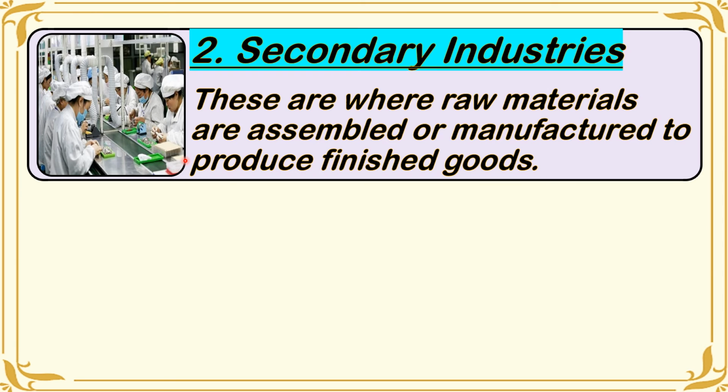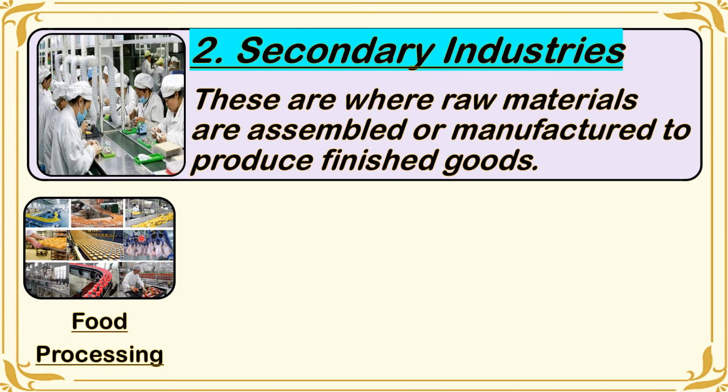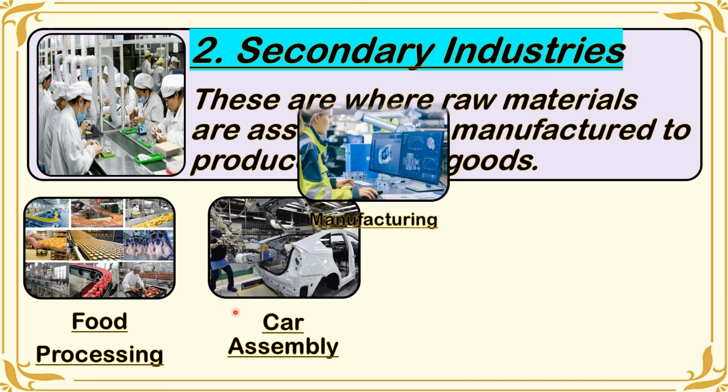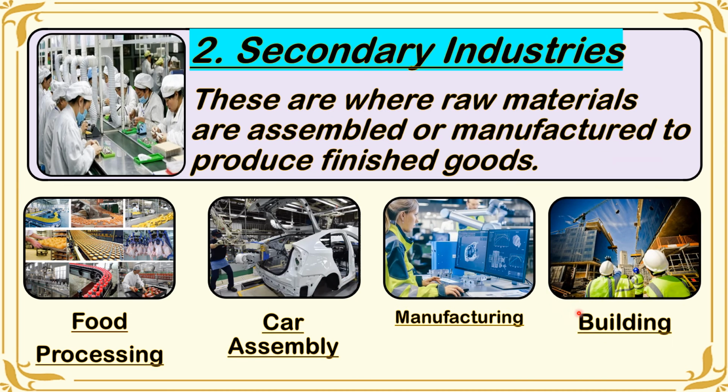These are examples of secondary industries. Number 1, food processing. Number 2, car assembly. Number 3, manufacturing. And number 4, building. As you can see in our example class, they are just in the process of producing goods or manufacturing goods into finished products.